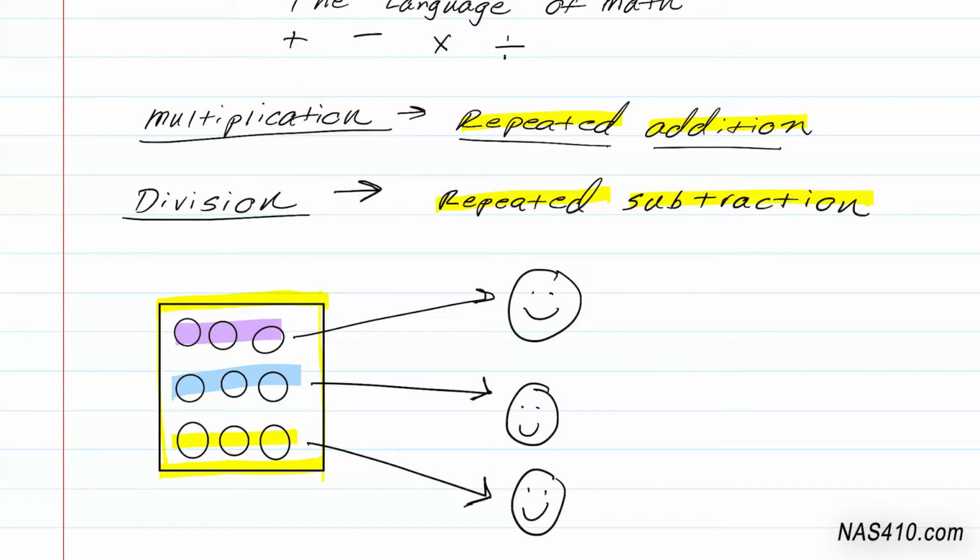Essentially what I've done here is I've subtracted the eggs from my basket. Okay, I subtracted 3 eggs from the basket and gave them to this guy here. I subtracted 3 more eggs from the basket and gave them to this lady here. And then finally I subtracted the remaining 3 eggs from the basket and gave them to this person here. And so what I had done in this case is I've done subtraction over and over and over.